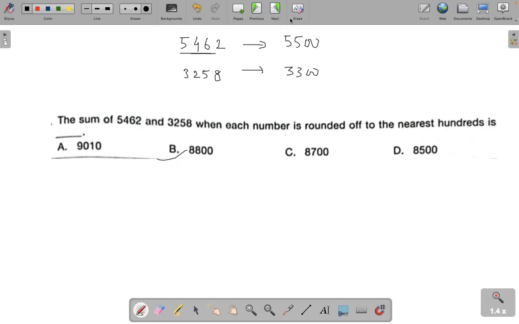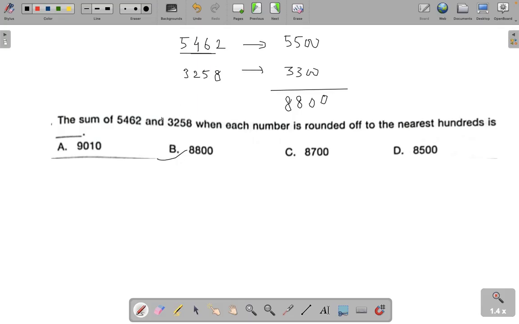Any question? Sir, how is the answer 8800 and not 8700? Because see, this is 5500 and this is 3300. If you add both of these, you'll get 0 here, 0 here. 5 plus 3 will be 8, and then 5 plus 3 will be 8. So, sir, can't we directly round off 8720? You mean first add these two and then round that off?